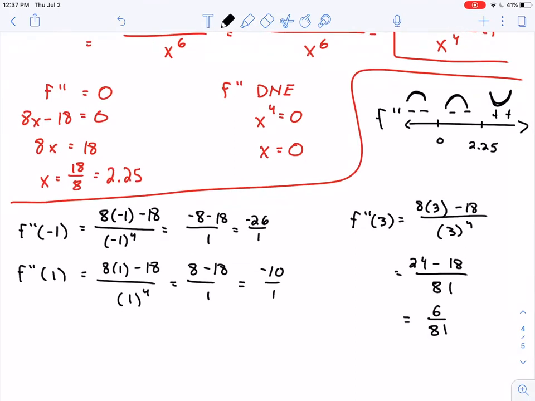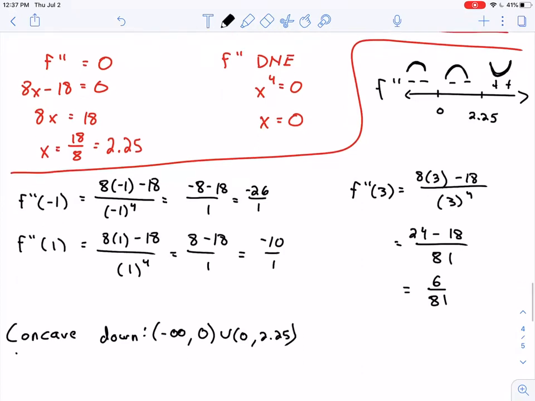So, okay, our function is concave down on negative infinity to 0 and 0 to 2.25. Our function is concave up on 2.25 to positive infinity. And last but not least, do I have any inflection points? You bet I do. Look at that. I changed concavity right there at 2.25 from negative to positive.